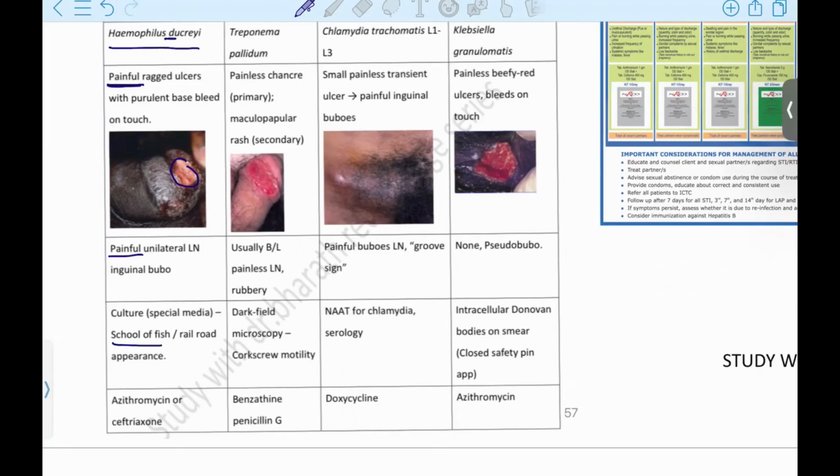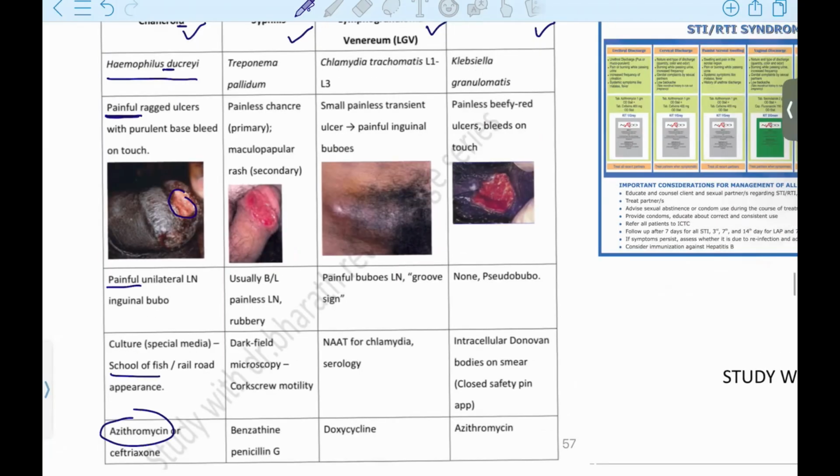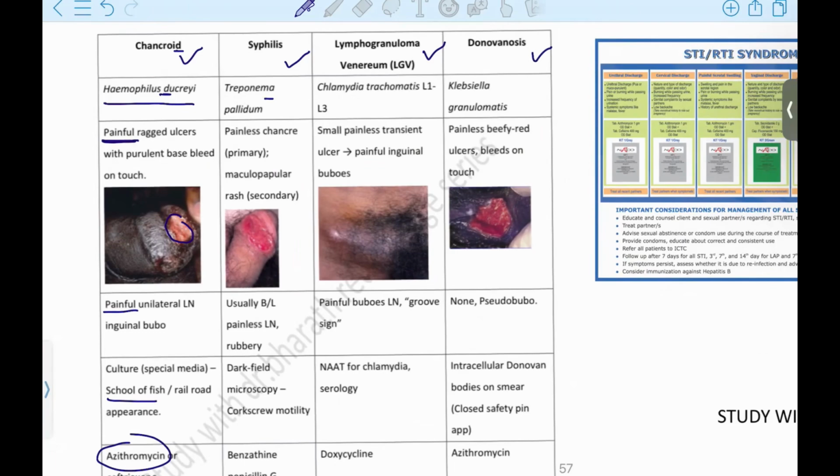Drug of the choice is azithromycin. Next one is syphilis. The causative agent is Treponema pallidum. The features of syphilis are a painless chancre and painless lymphadenopathy, and the lymphadenopathy will be rubbery. On dark field microscopy, you will be seeing proximate motility. Benzathine penicillin is the drug of the choice for this patient.